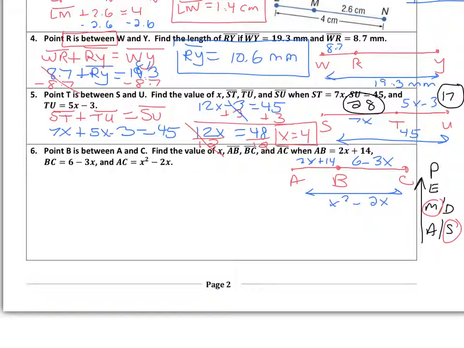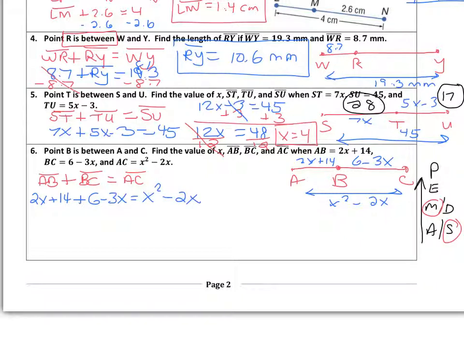So we have algebraic expressions for all segments, the whole as well as the parts. Okay, always start out with the segment addition postulate. AB plus BC is going to equal the length of the whole, AC. Substitute. AB is 2x plus 14, and BC is 6 minus 3x, and AC is x squared minus 2x.